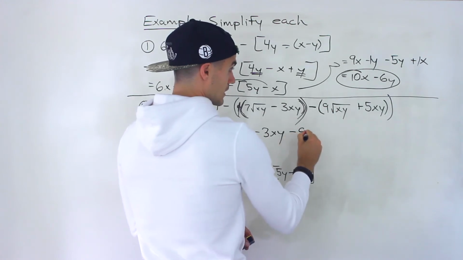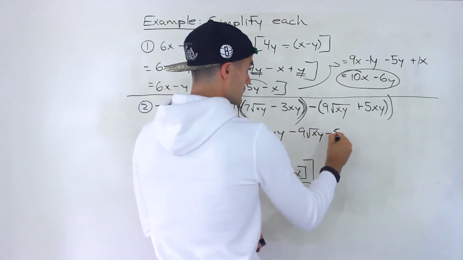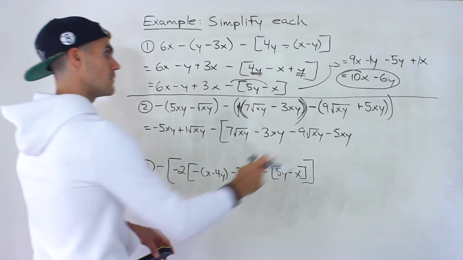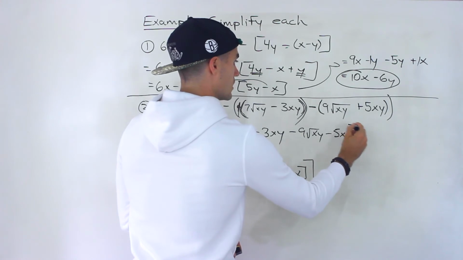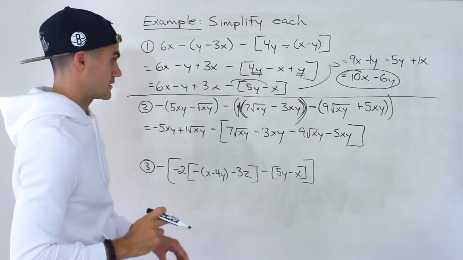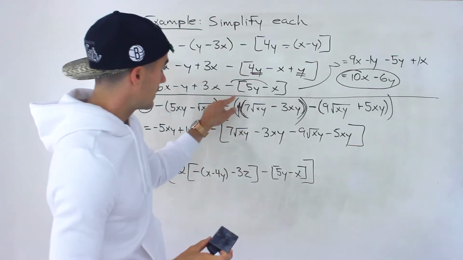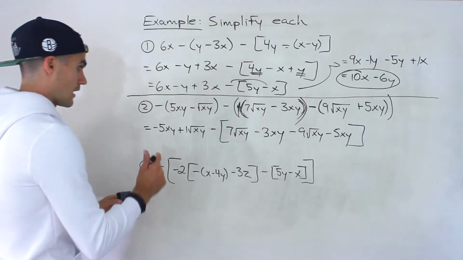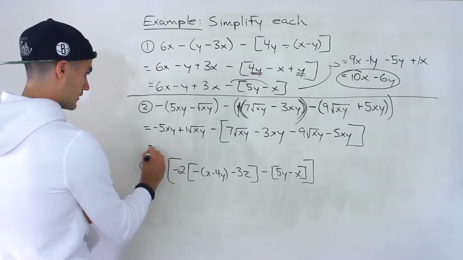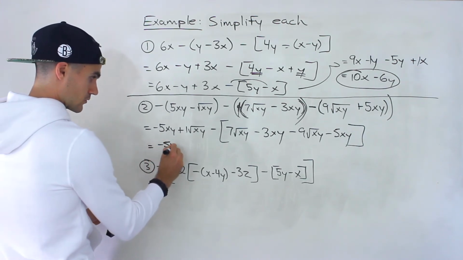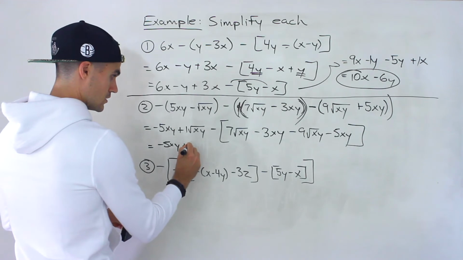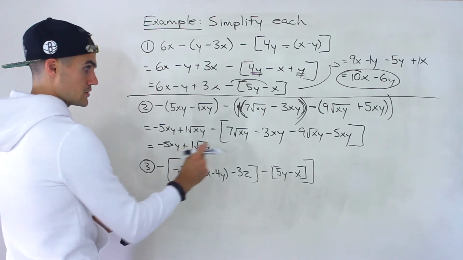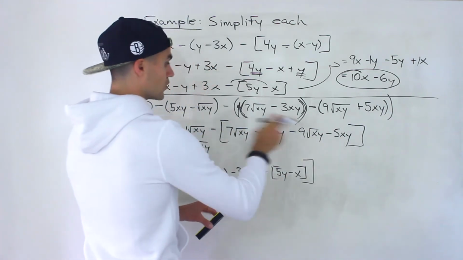So we'd have minus 9 root xy minus 5xy, like that. Both of these signs are going to change. And then we close off that square bracket. Notice that we went inside this large bracket and got rid of the inner brackets. From here, I'm going to keep this the same and simplify this bracket first before distributing the negatives.